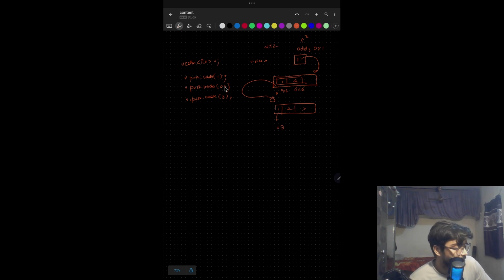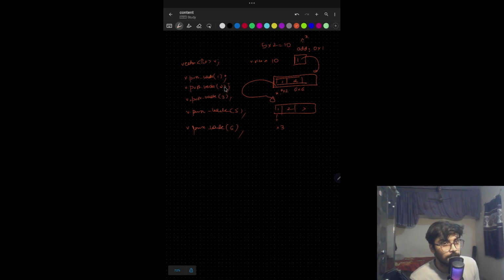4. If we do a v dot push back 5, then nothing will change. But as soon as I do v dot push back 6, it goes out of the capacity, and it now becomes 5 into 2, which is 10. This is called vector doubling, I believe.